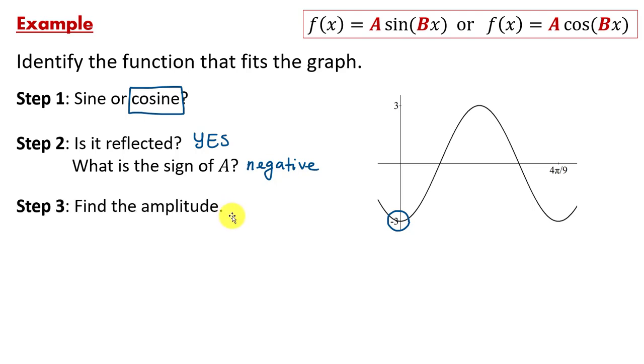Next, let's find the amplitude. The amplitude is the distance from the horizontal axis to the maximum or minimum point. And as we can see here, in this case, the amplitude is 3 units. And now step 2 and 3 together will tell us what value of a is. A will be negative 3.